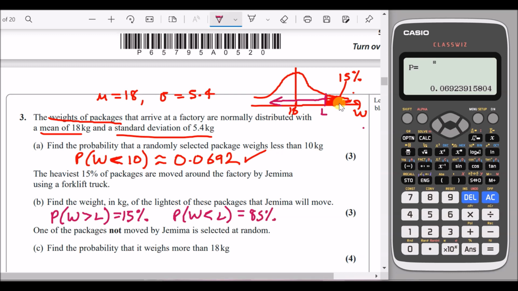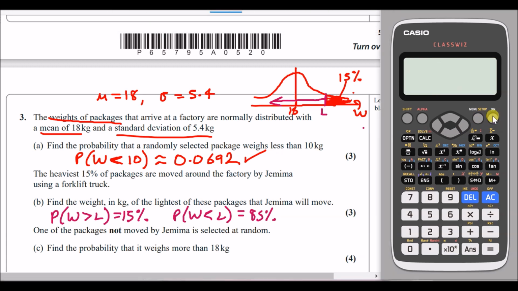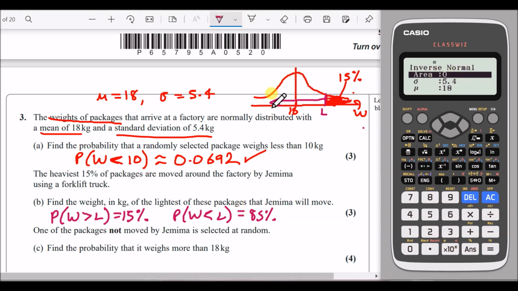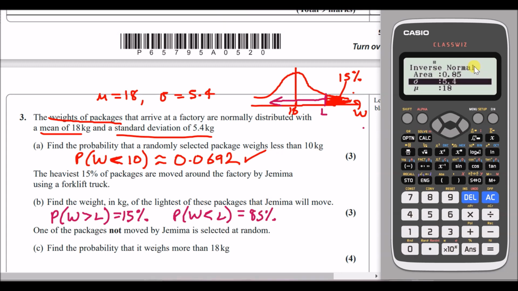Now, let's use our calculator to work out what L is. To work out L, press on, go to menu, press on again, go to menu, and this time go back to 7. Now we're going to go to number 3, which is the inverse normal. This is telling us to work backwards to work out what the original L is. So we press 3, and now for the area point, we write down how big the area is. Well, the area is 85%, so 0.85. The mean and standard deviation are already given, so you just press enter.